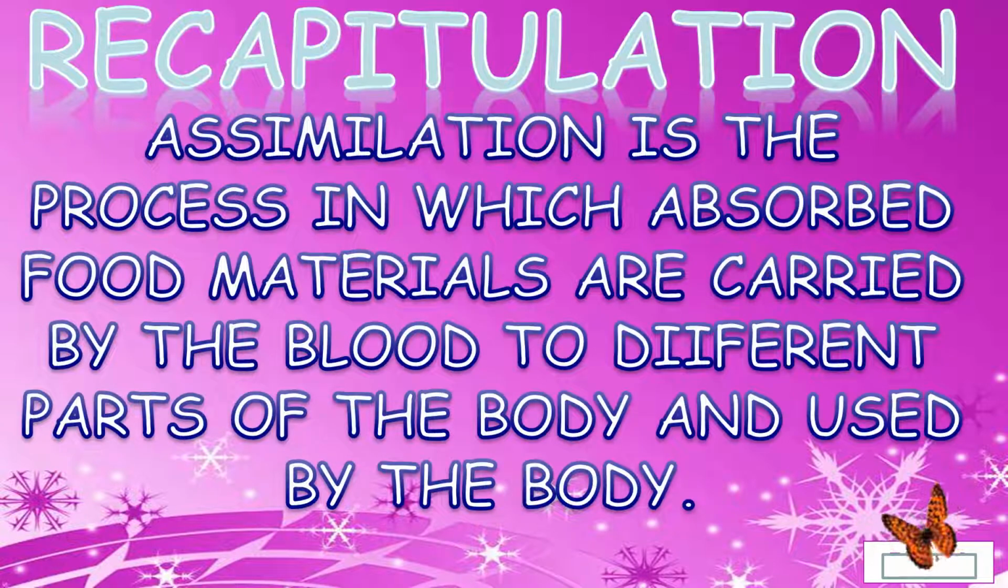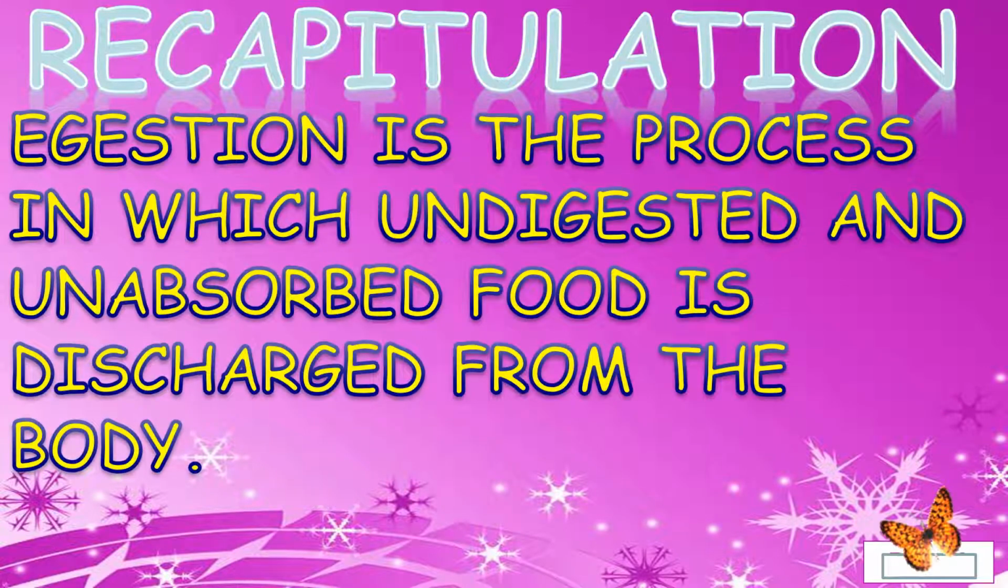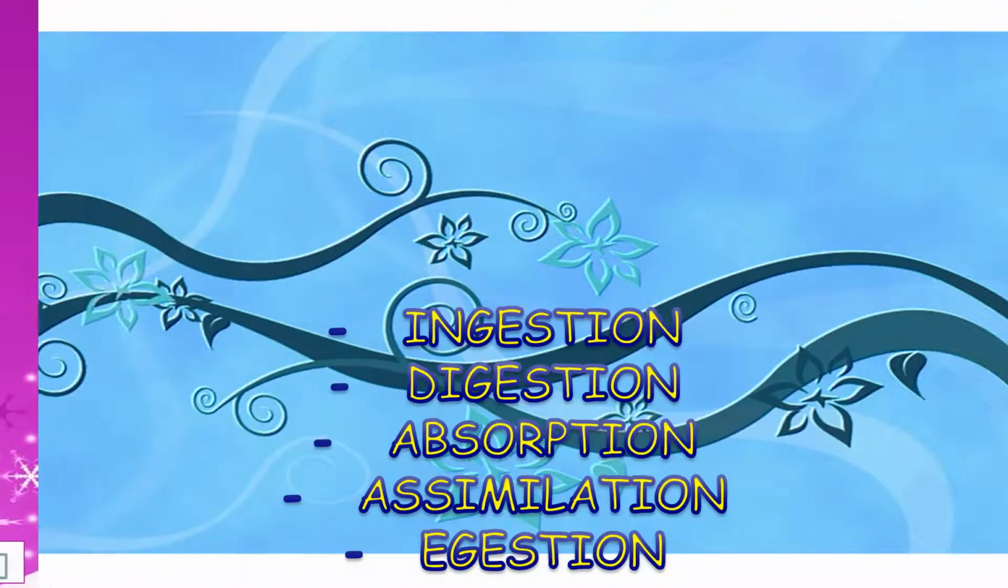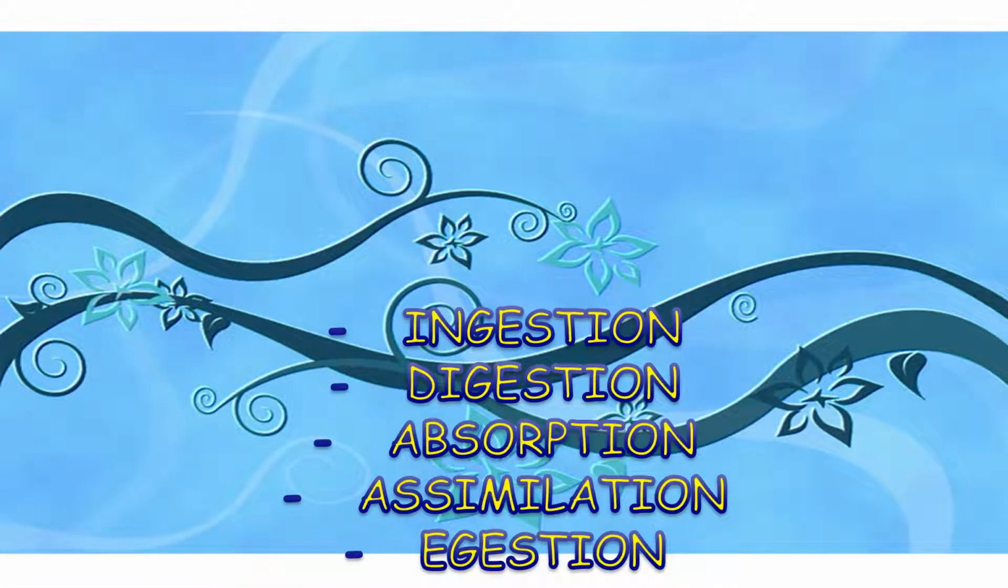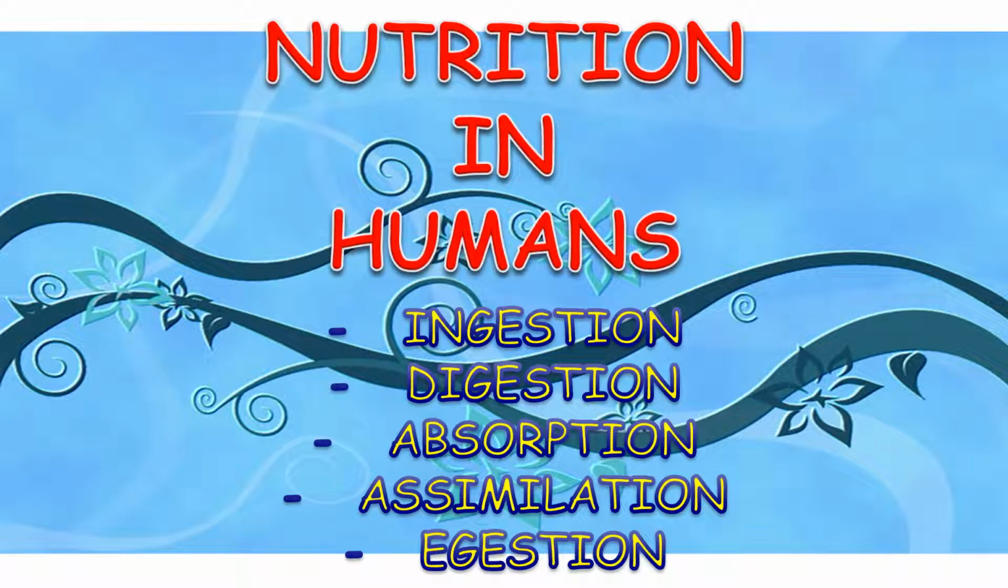Assimilation is the process in which absorbed food materials are carried by the blood to different parts of the body and used by the body. Egestion is the process in which undigested and unabsorbed food is discharged from the body. Now, let's start with the topic nutrition in humans.